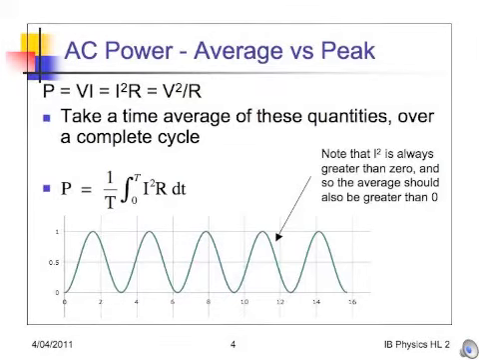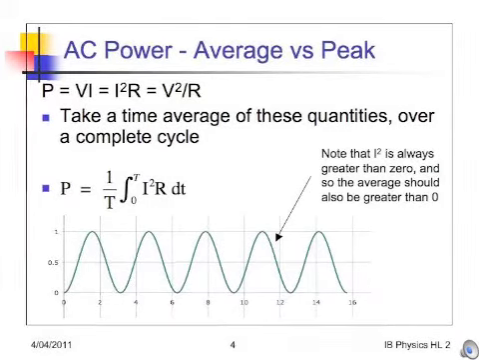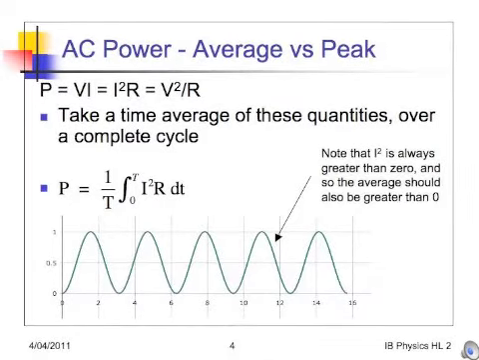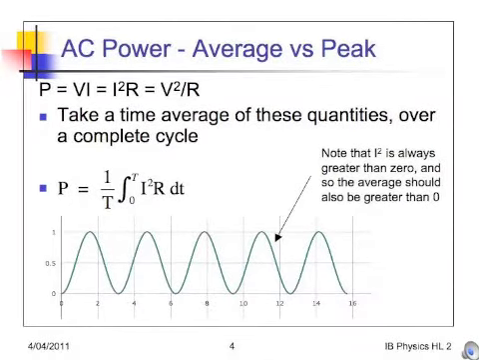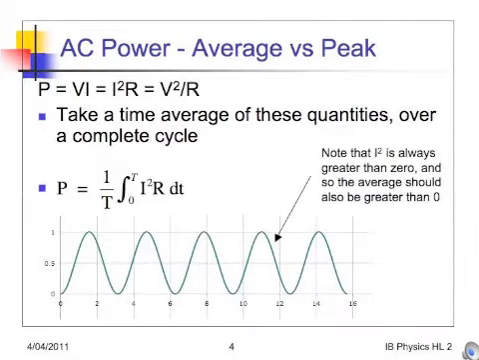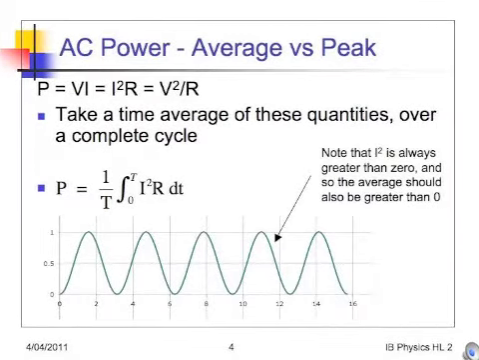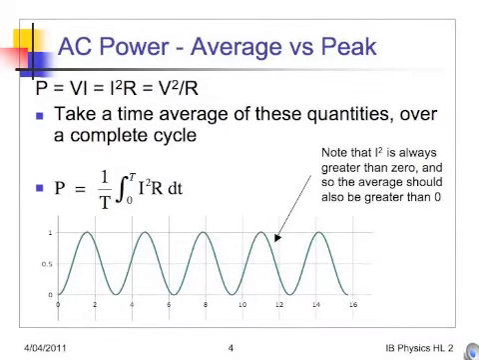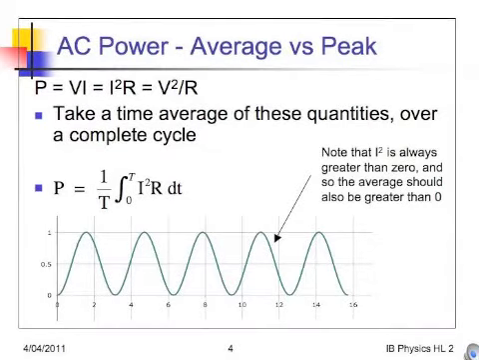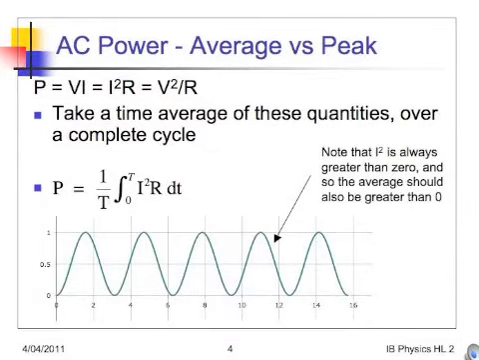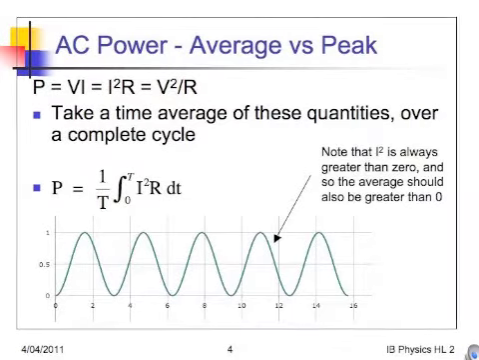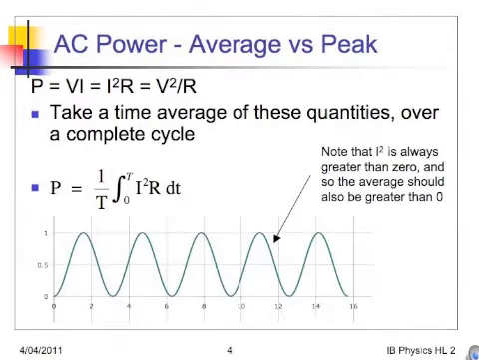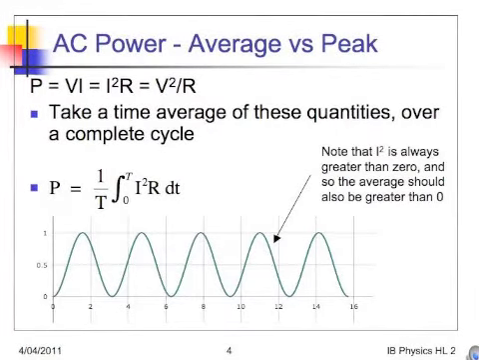We get the average power in the following way. The power at any particular point in time is given by the product of the voltage times the current, or by the square of the current times the resistance, or by the square of the voltage divided by the resistance. And so what we do is take an average of one of these quantities over the period of the alternating current. The graph down below shows the quantity I squared R at any particular point in time, and we average that out over one period.